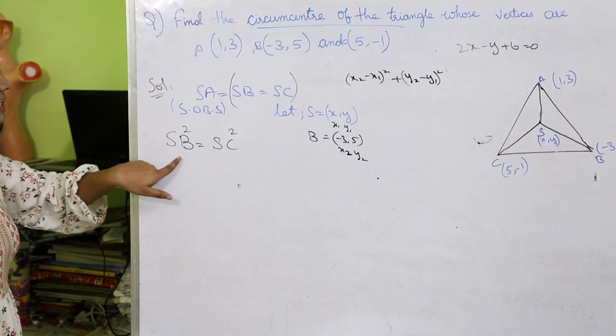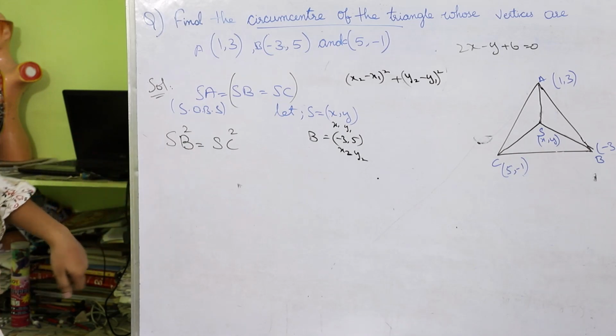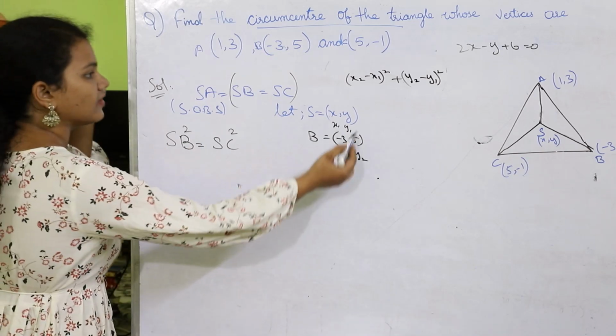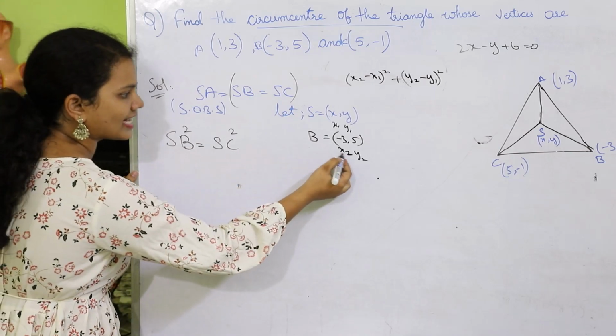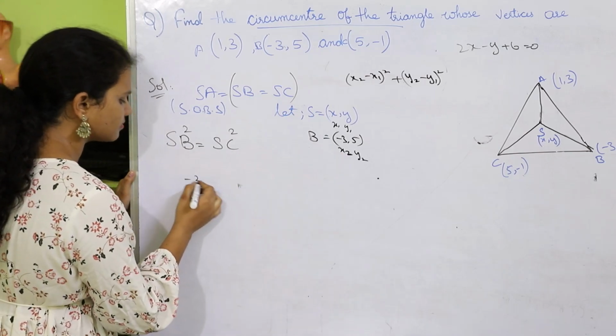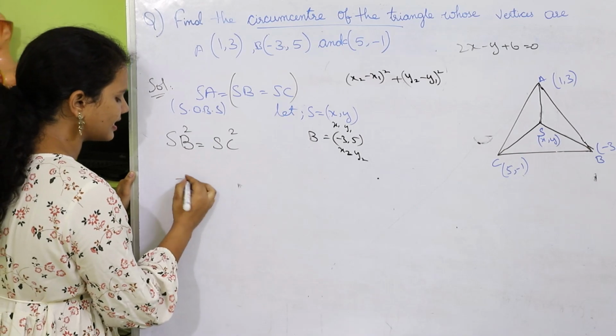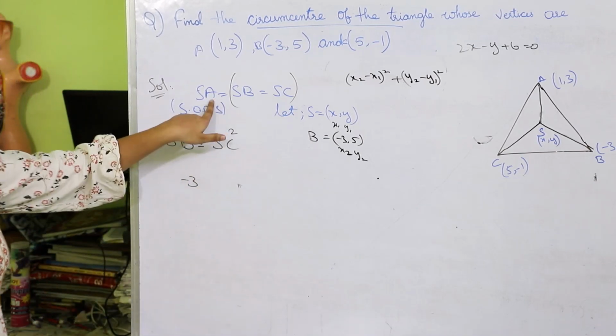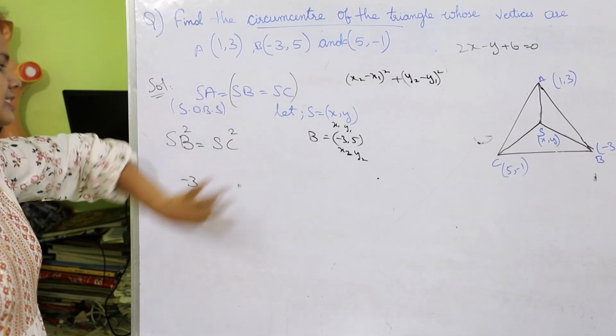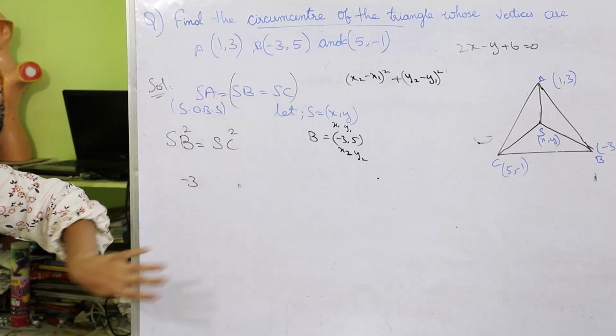Okay, so here SB square is equal to SC square. Now here, we know the formula: (x2 minus x1) whole square plus (y2 minus y1) whole square. So x2 is what? Minus 3. We have done the previous question, just now we did these both steps, right? So as it is, you just write down, try to solve this one.